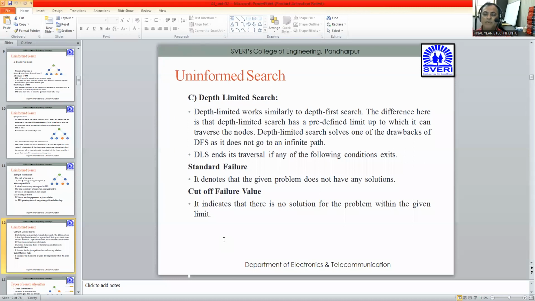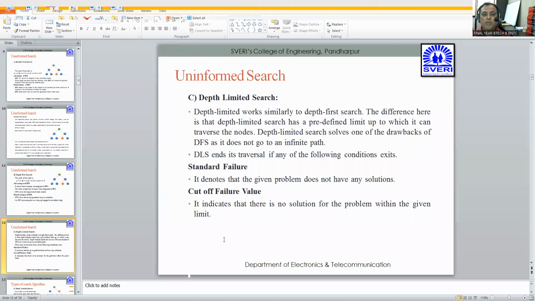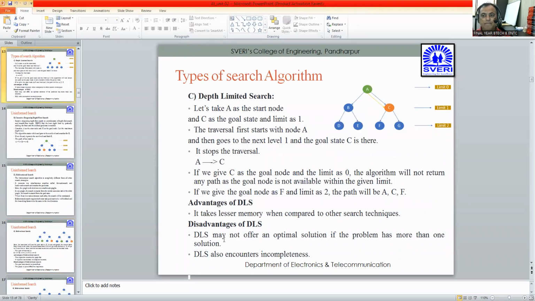If any one of the two conditions is followed, it will stop. One is the standard failure, that denotes the given problem does not have a solution. And second is there is no solution within the given limit. So one, it does not find a solution at all; second, it keeps searching within a particular limit but does not find it. If both conditions are satisfied, then we say it is depth limited search.